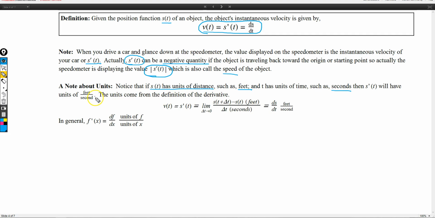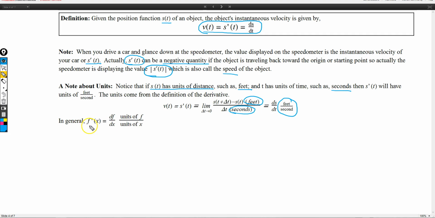Now where do the feet per second come in? Well, when you differentiate, s prime of t is the limit as delta t approaches 0 of your change in position. Now notice this has units of feet. All of the s in the numerator here have units of feet. And then when you divide by delta t, that has units of seconds. So when you take the limit as delta t approaches 0, the units stay with you. They don't cancel each other out. And so you pick up units of feet per second. So that's how the units change when you take the derivative.